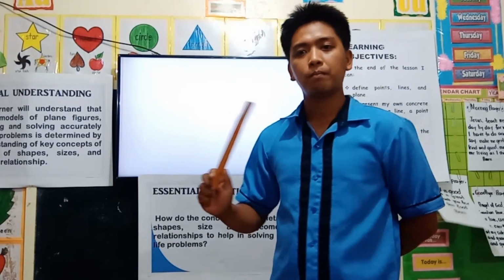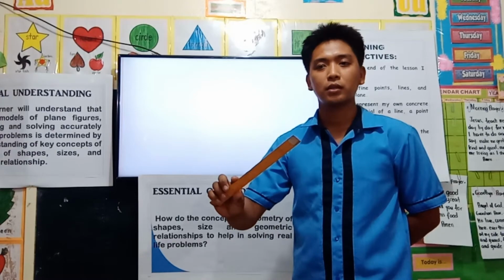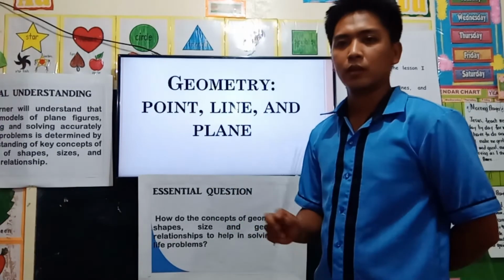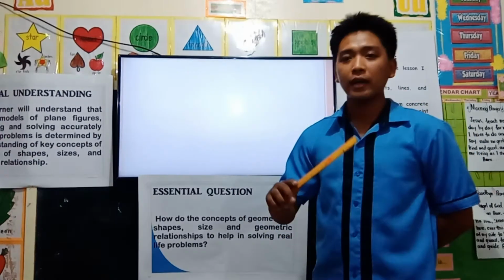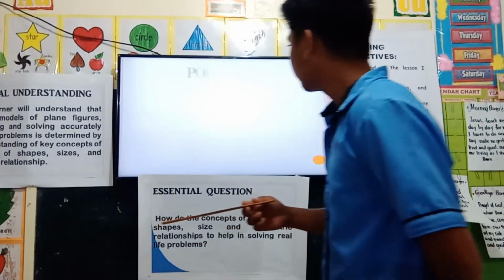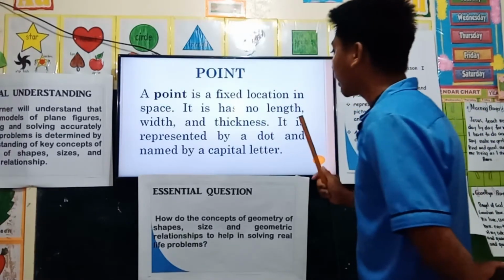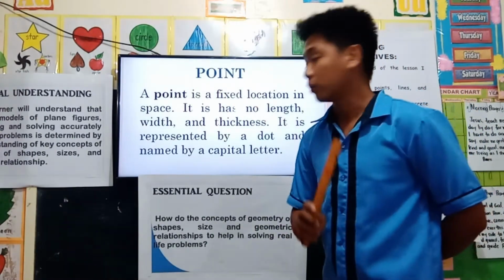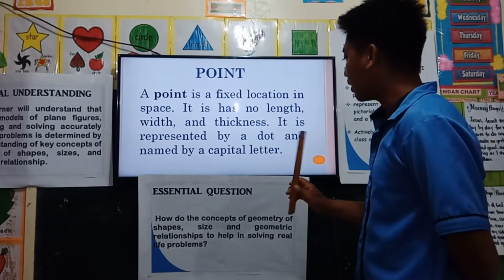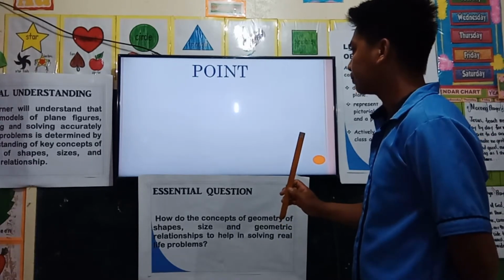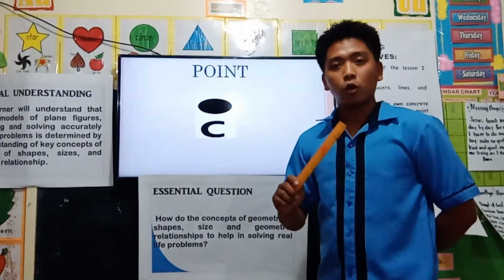We will start with a point. Now, who can draw a point on the board? Any volunteer from the class? Yes? Very good. You drew exactly a point. Class, kindly read the definition of a point. Okay? A point is a fixed location in a space. It has no length, no width, no thickness. It is represented by a dot named by a capital letter, like this one. This example on the board is called C or called point C.